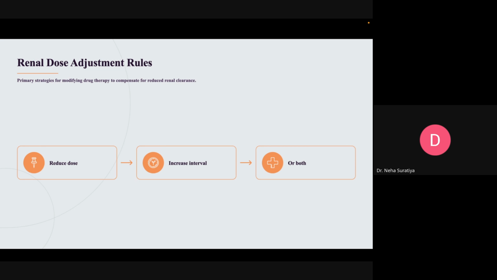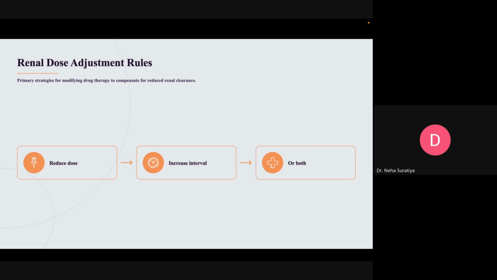Another strategy we have is increasing the dosing intervals. Here you will not reduce the dose, but you will increase the interval. You give the same dose, but increase the time between the doses. This is commonly used for antibiotics. These are very important strategies. Increasing the interval is a very important strategy for antibiotics.